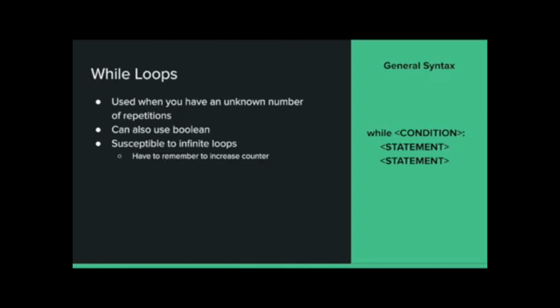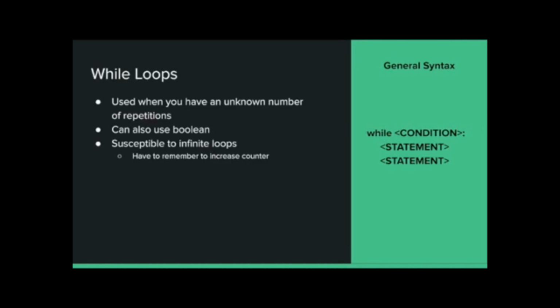Okay, the last thing we're going to talk about is while loops. This is what you use when you have an unknown number of repetitions. The way while loops work is while something is true, then you do the statement. So while this condition is true, you do whatever is indented under there. And that condition basically uses the Boolean data type. But one thing you need to know about while loops is that they're very susceptible to infinite loops, because usually you have a counter, and if you forget to increase that counter, you can get stuck in that loop.